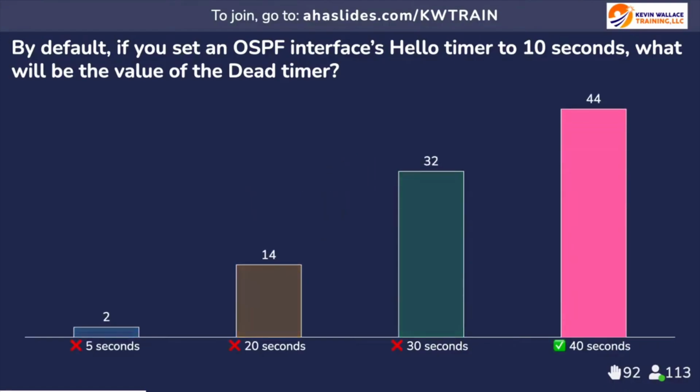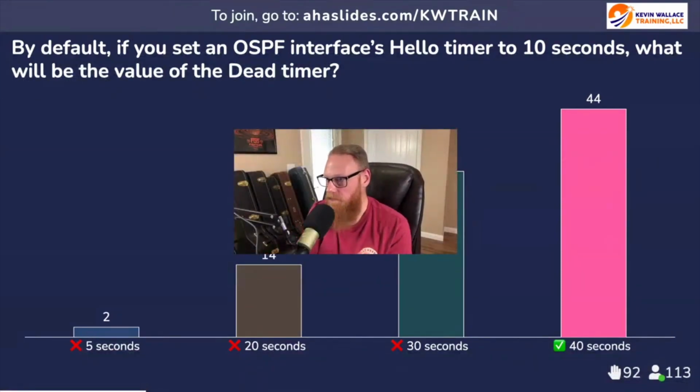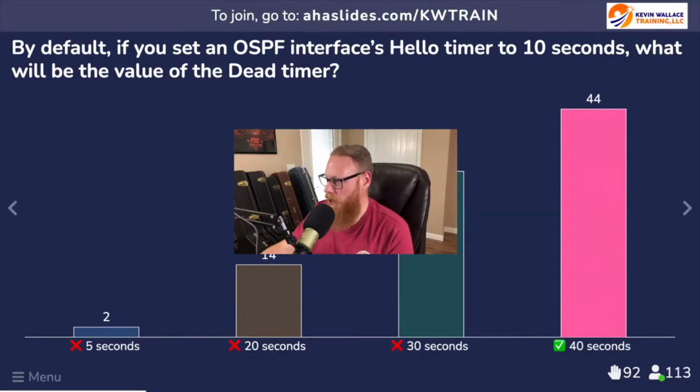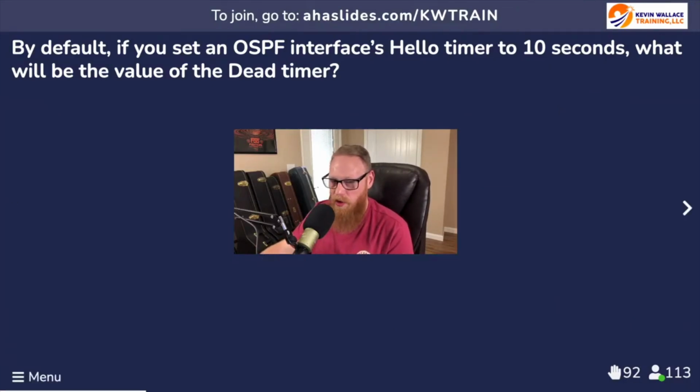And the answers are in. It looks like the majority have chosen 40 seconds, which is absolutely correct. So by default, how is an OSPF interface's dead timer calculated? Well, that's calculated by using the hello timer, multiplied by 4. So by default, the dead timer is 4 times the hello timer. If we set our hello timer to 10 seconds, 4 times 10 seconds would be 40 seconds, which would give us a 40-second dead timer. Absolutely correct. Great job. Check that leaderboard out.